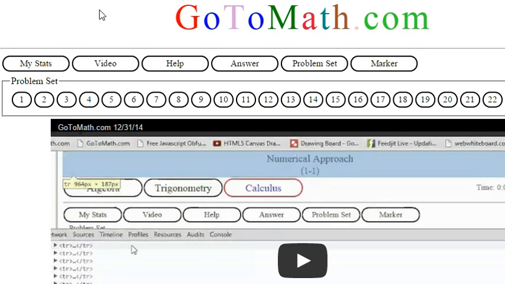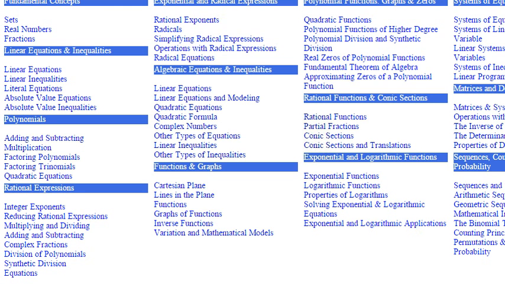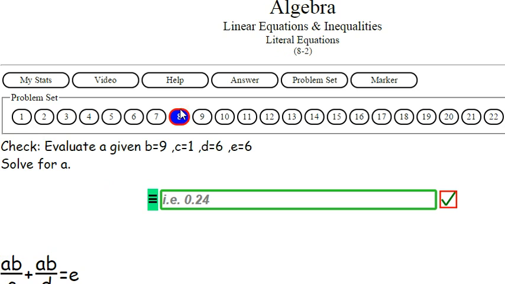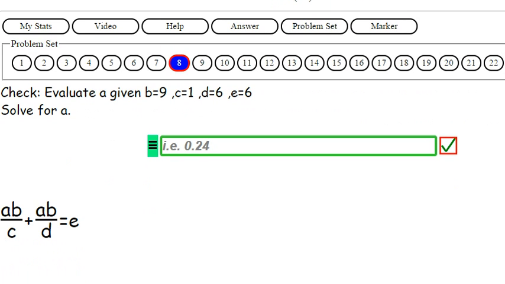Okay, we're over here on gotomath, having a good old time. Click on Algebra. Let's go down to Literal Equations, 8.2, I believe. Look, that's probability 8.2 comes up. I'm all about that probability stuff. Check the box, check baby, 1, 2, 3.